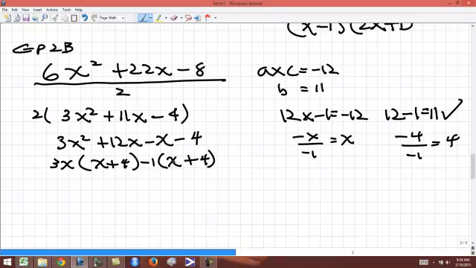So now I've got two terms with the common factor of x plus 4. So I'm going to factor out the x plus 4 times 3x minus 1, and I'm finished.